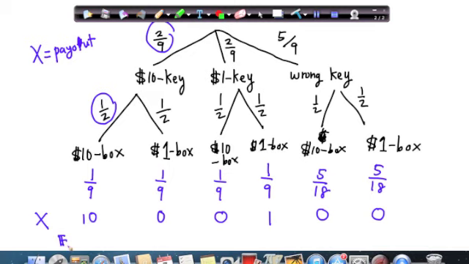Therefore, the expectation of the payout is 1 over 9 times 10 in the first case. In the second case, the payout is 0, as well as the third case, so we're not going to write it down here. Next, for the payout to be 1, the probability is 1 over 9. And in other cases, the payout is 0. So the expectation of the payout for game B is 11 over 9.